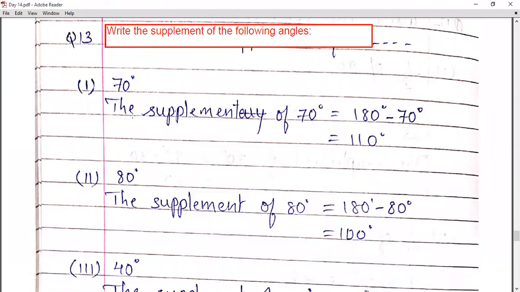Question number 13. As we have done question number 11 and 12 to find the complement of given angles, question number 13 and 14 are to find the supplement of the given angles. Now, just remember, supplementary angles are two angles whose sum is equal to 180 degrees. So if one angle is given and you need to find the other angle, you need to subtract that angle from 180 degrees. So part 1 is find the supplement of 70 degrees. The supplement of 70 degrees is 180 minus 70 degrees, that is 110 degrees.